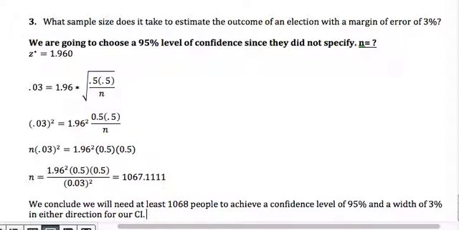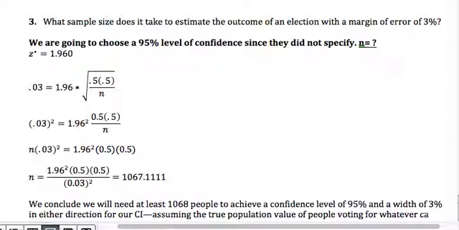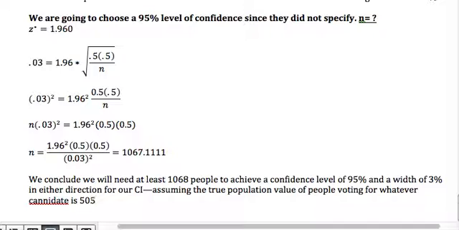Would we want to say about 1,068 people because we estimated 0.5? Good question, Carson. So I said at least there, right? You definitely don't want to go less. But yeah, I could put a caveat on there like John is saying and say, assuming the true population value of people voting for whatever candidate is 50%.